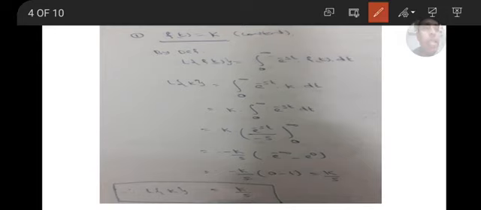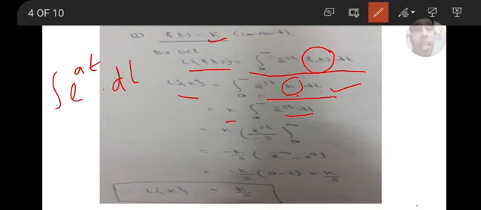So by the definition, L of f of t equal to integration 0 to infinity e to the power of minus s t f of t dt. In the place of f of t we have to substitute k. So L of k equal to integration 0 to infinity e to the power of minus s t times k dt. k is a constant, so it comes outside the integration: k times integration 0 to infinity e to the power of minus s t dt.